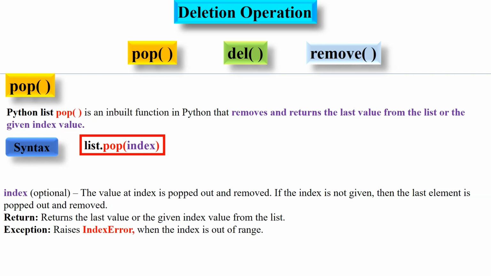Index is optional. The value at index is popped out and removed. If the index is not given, then the last element is popped out and removed. It returns the last value or the given index value from the list. Exception. Raises IndexError when the index is out of range.